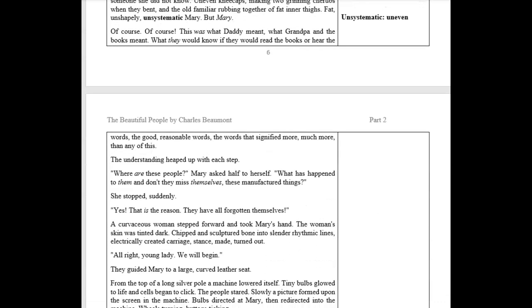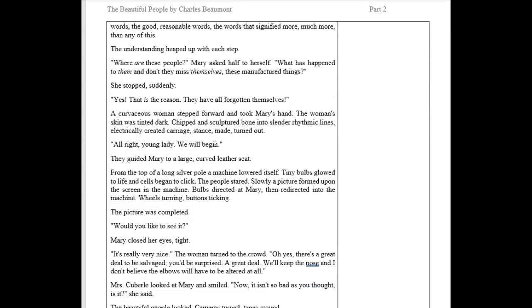Of course, this was what Daddy meant, what Grandpa and the books meant, what they would know if they would read the books or hear the words. The good, reasonable words, the words that signified more, much more than any of this. The understanding heaped up with each step. Where are these people?